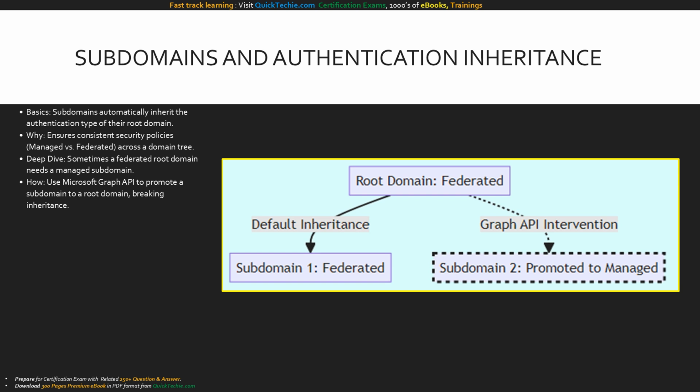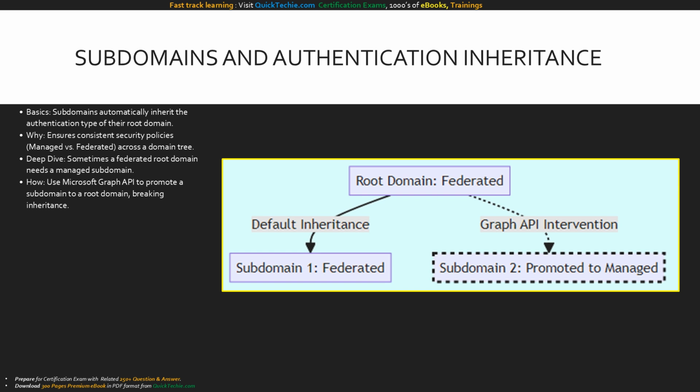This diagram captures the complex relationship between root domains and subdomains regarding authentication types. On the left side, we see the default behavior. The root domain is configured as federated. When subdomain 1 is added, the solid line indicates automatic inheritance, forcing subdomain 1 to also be federated.